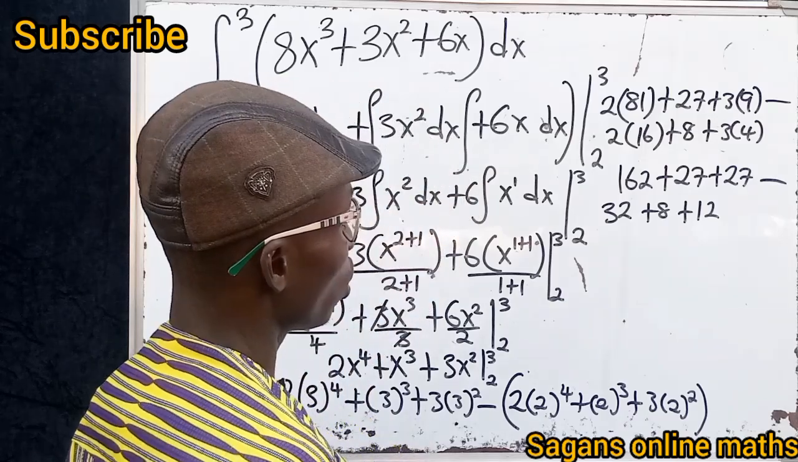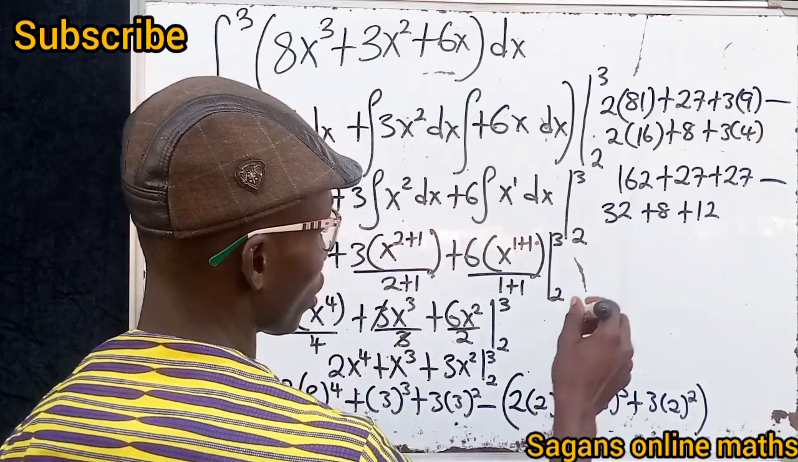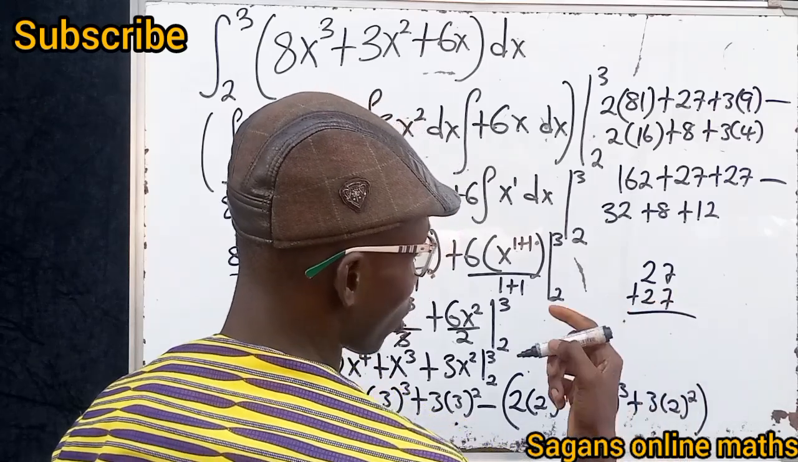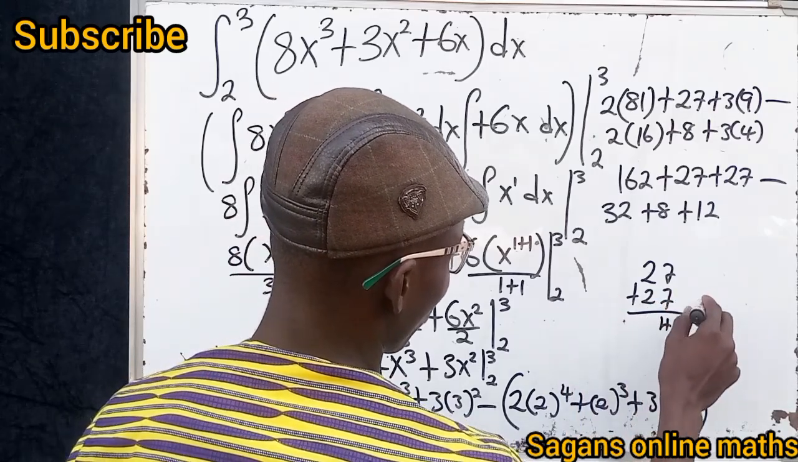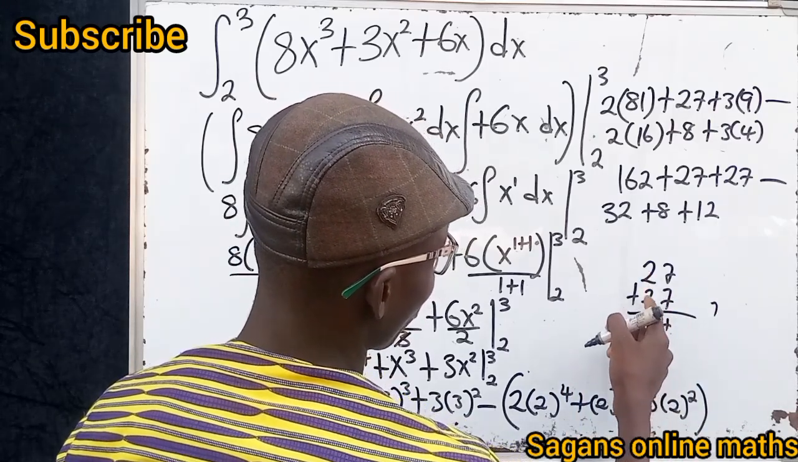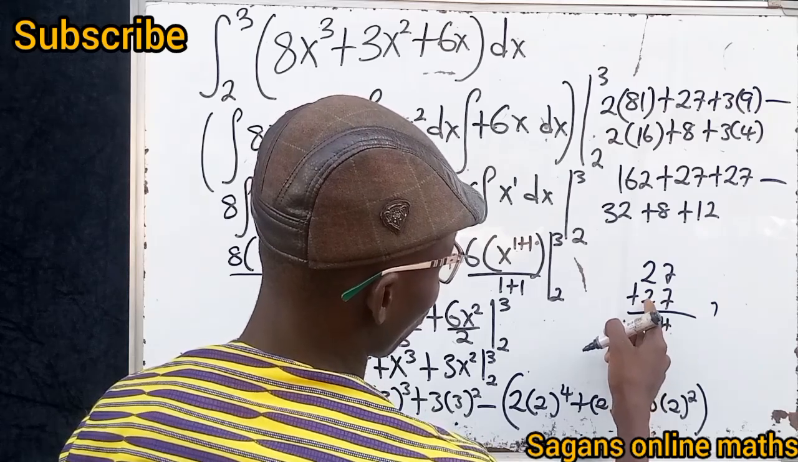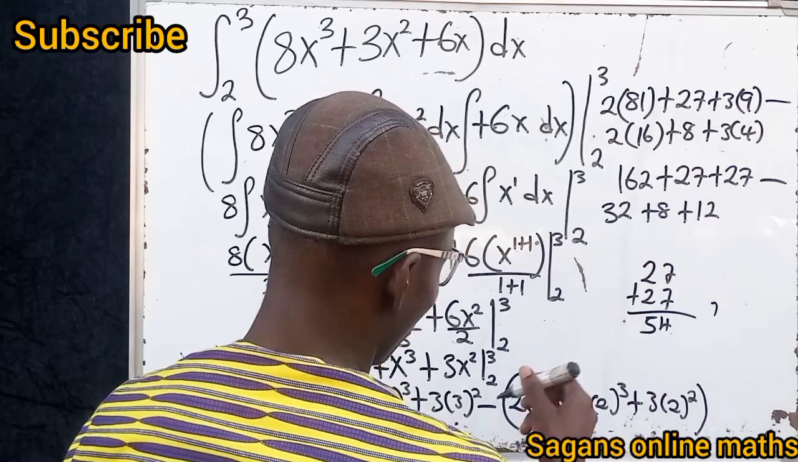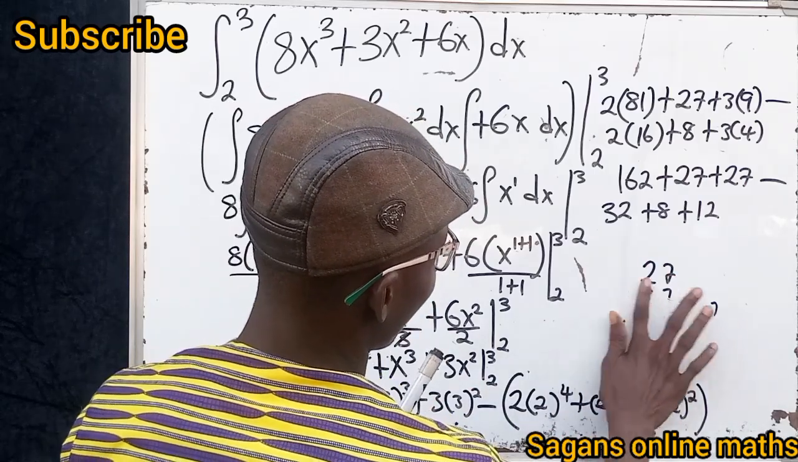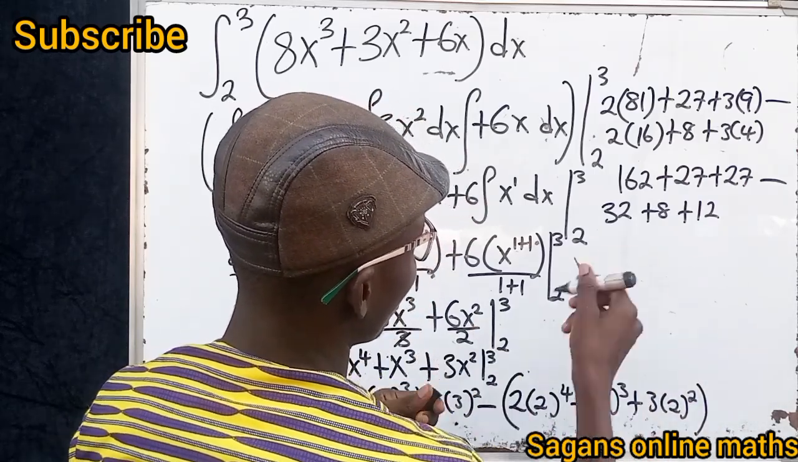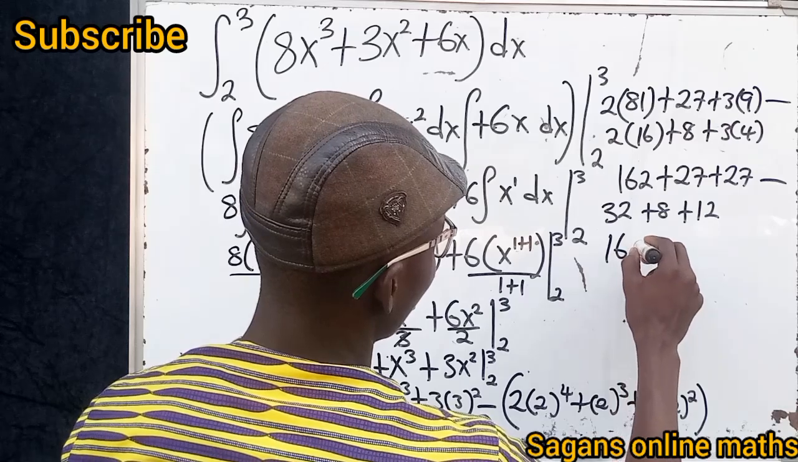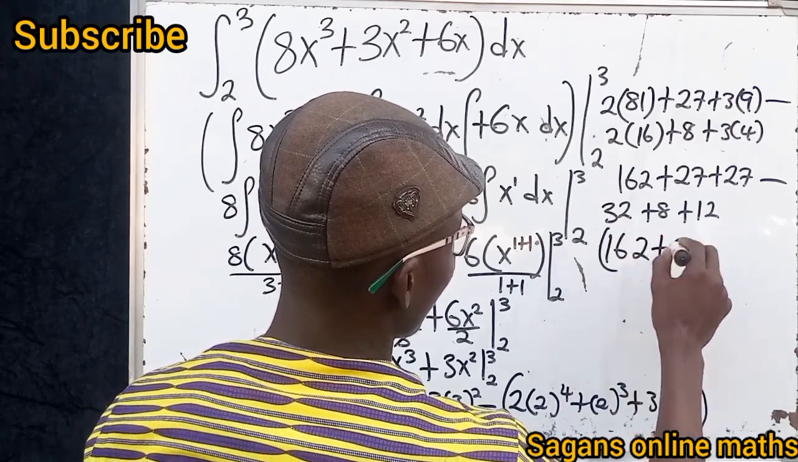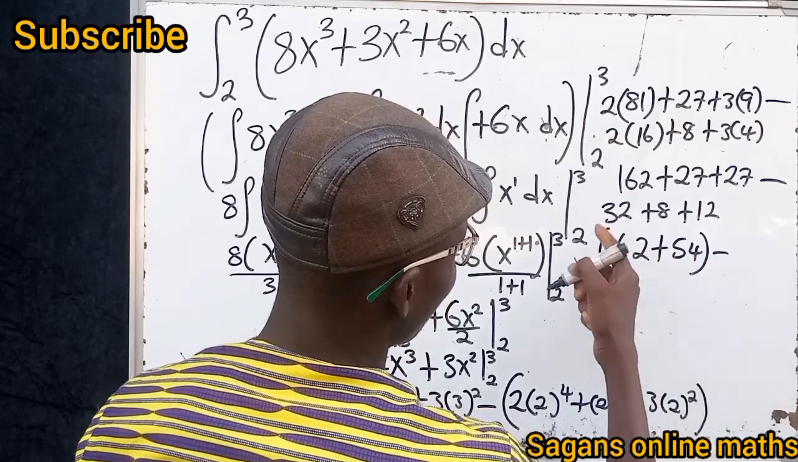Now let's sum this. 27 plus 27: 7 plus 7 gives us 14, so we write 4 and carry 1. Then 2 plus 2 plus 1 gives us 5. That means 27 plus 27 gives us 54. So now this is 162 plus 54. Then minus our lower limit, which is what?